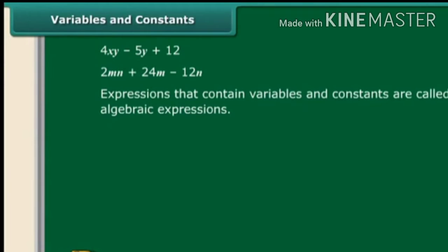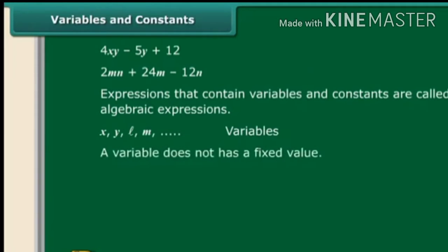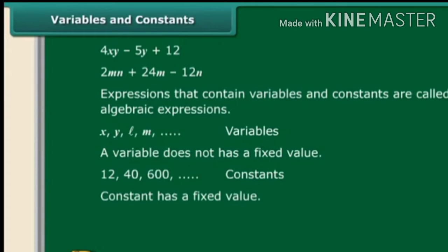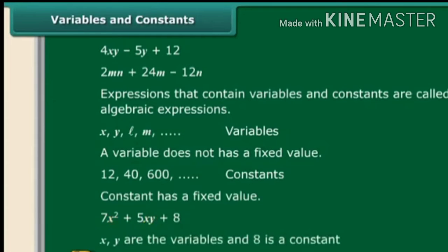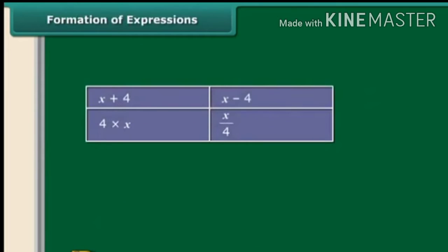The letters such as x, y, l, m and so on are used to denote variables. So a variable can take various values and its value is not fixed. On the other hand, a value that does not change is a constant. So in the expression 7x squared plus 5xy plus 8, x and y are the variables and 8 is a constant. Algebraic expressions are formed by combining variables and constants with the help of addition, subtraction, multiplication and division.